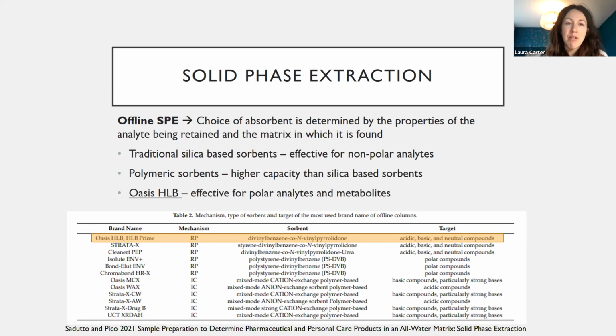With SPE, there are many different cartridges that you could use, but they typically separate your compounds based on the principles of reversed-phase chromatography. There are a number of different characteristics which I've included here as to the types of target chemicals and the best types of sorbents and SPE columns that might be useful in the future. But typically for pharmaceutical analysis, what tends to be used is an Oasis HLB cartridge.